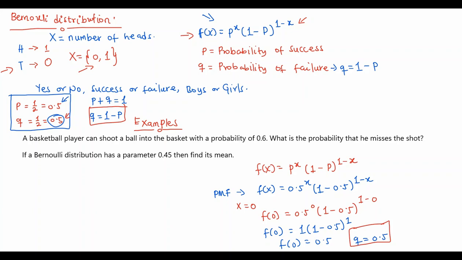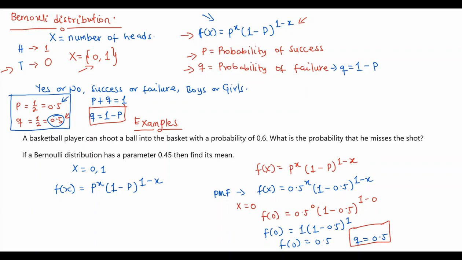Okay, so let's look at the reason why Bernoulli says that the probability of success should be equal to p, and then the probability of failure should be equal to 1 minus p. Let's look at that. So we know that our x can either be 0 or 1, right? And then Bernoulli has given us the probability distribution function to be f of x equal to p to the power x, bracket open, 1 minus p to the power 1 minus x. Okay, this is what Bernoulli has given to us.